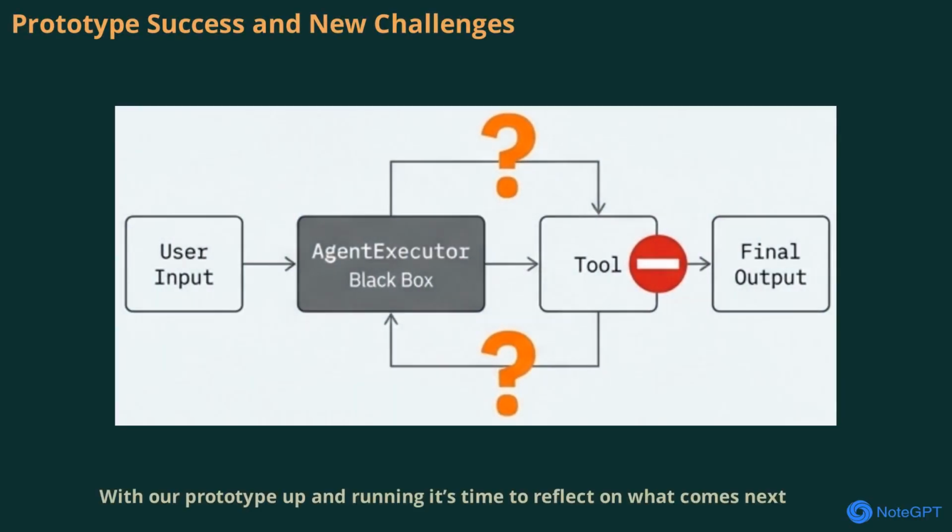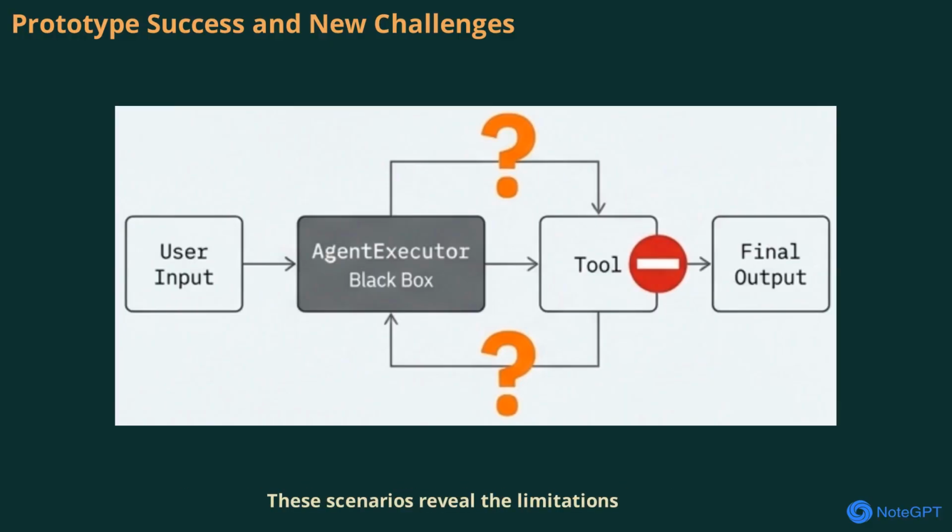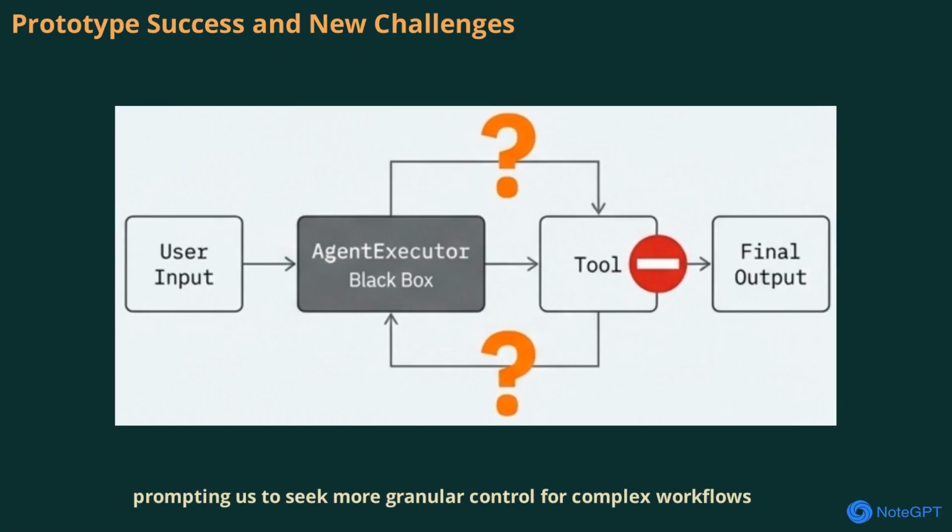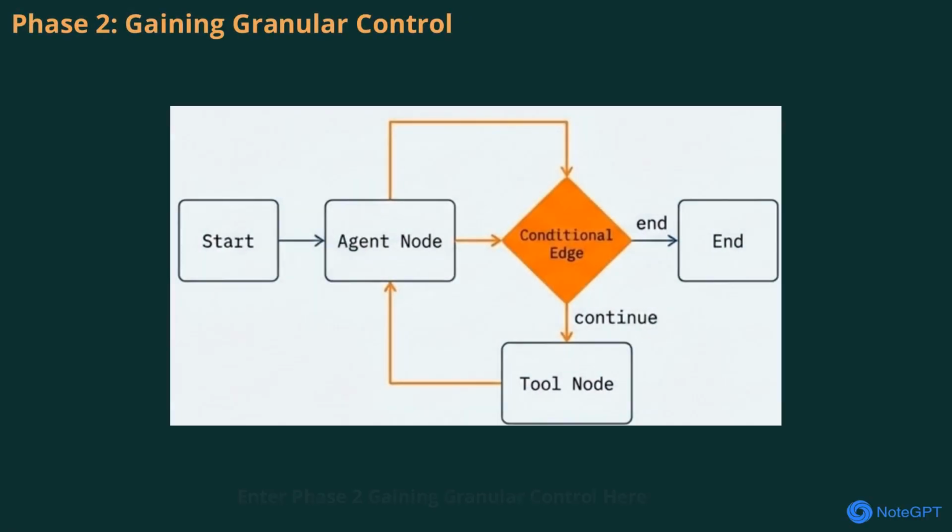With our prototype up and running, it's time to reflect on what comes next. While pre-built agents excel at standard tasks, real-world problems often demand more explicit control over the agent's reasoning logic. What if you need a human in the loop for approvals, or want to enforce specific tool calls or moderation steps? These scenarios reveal the limitations of black box executors like Agent Executor, prompting us to seek more granular control for complex workflows. Enter Phase 2, gaining granular control.